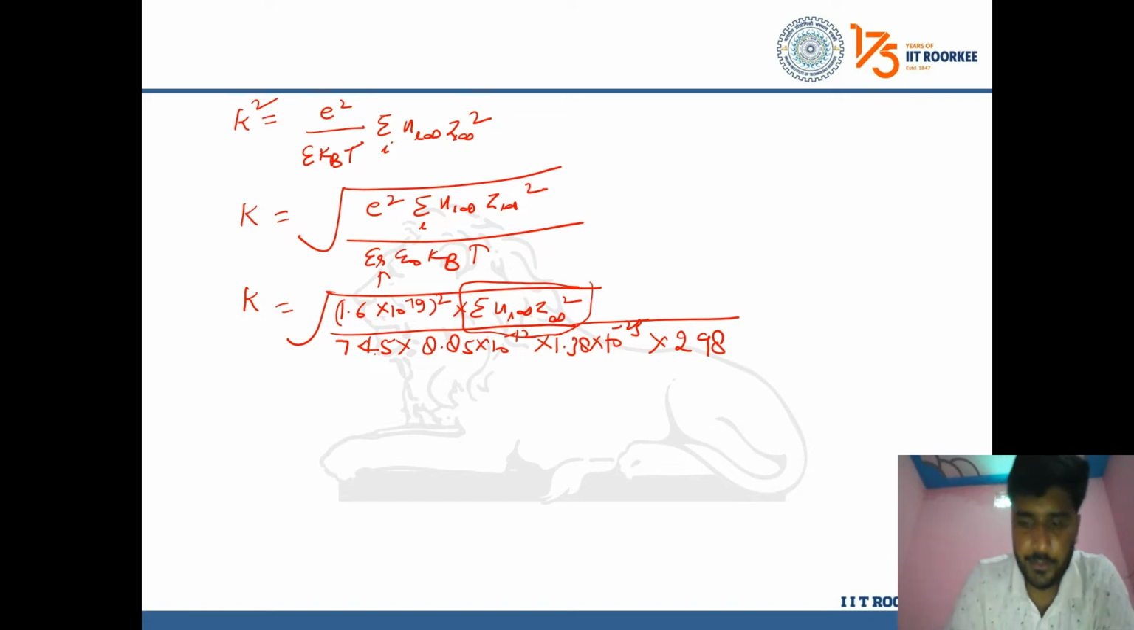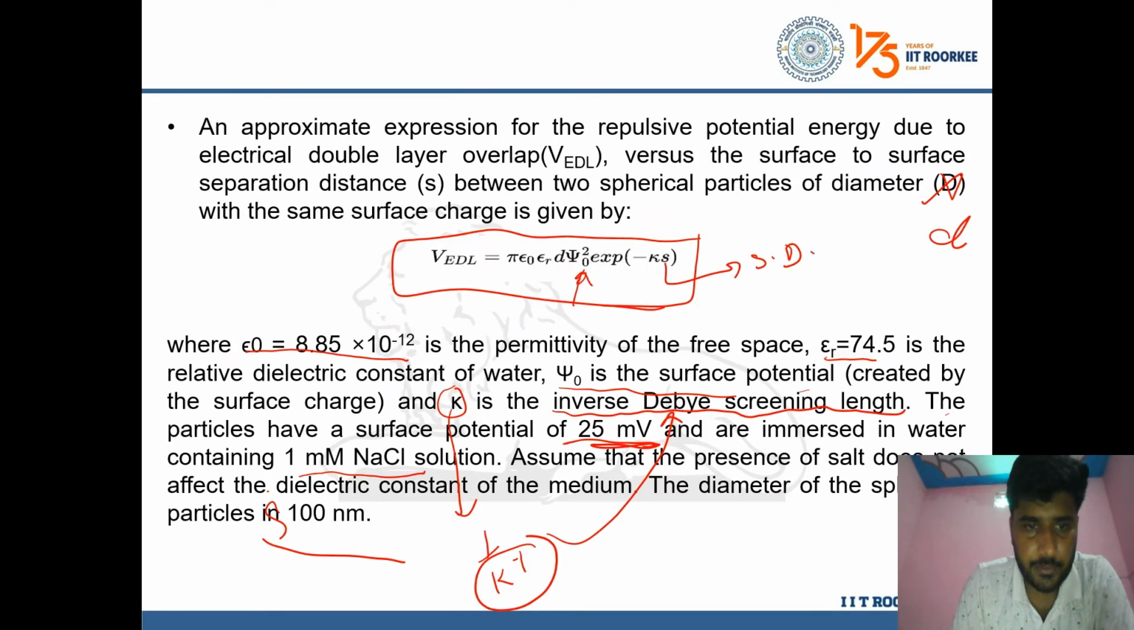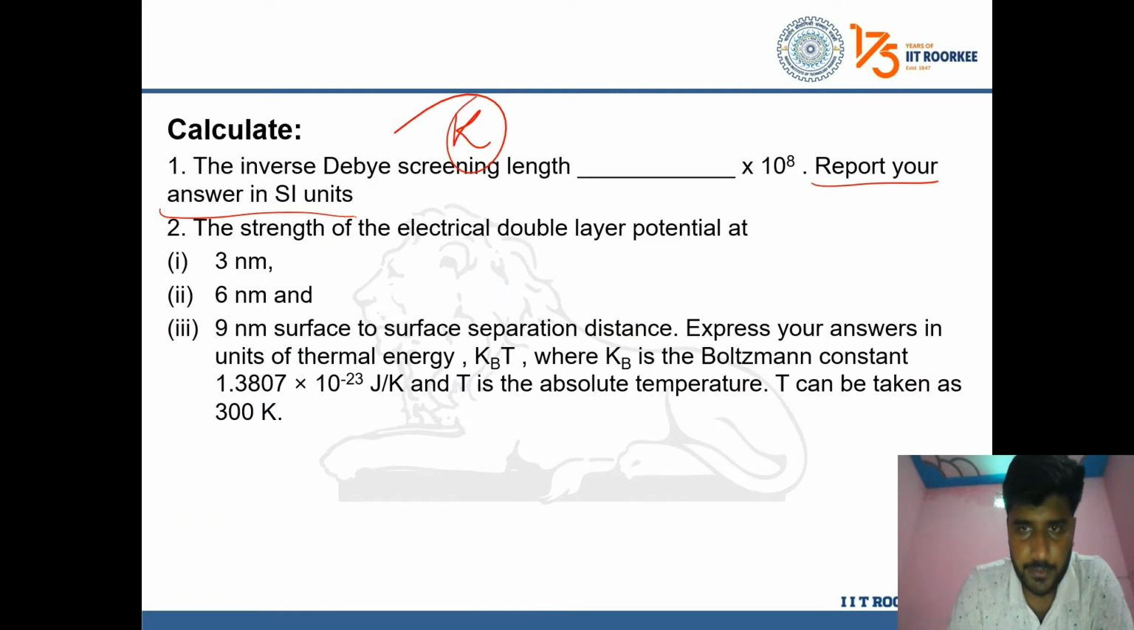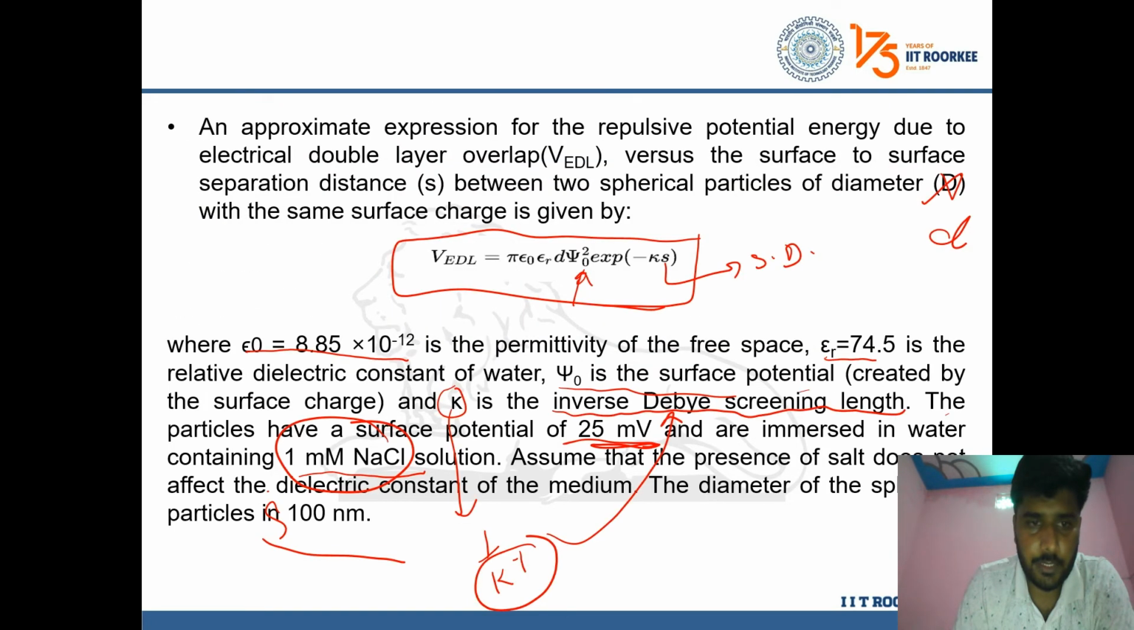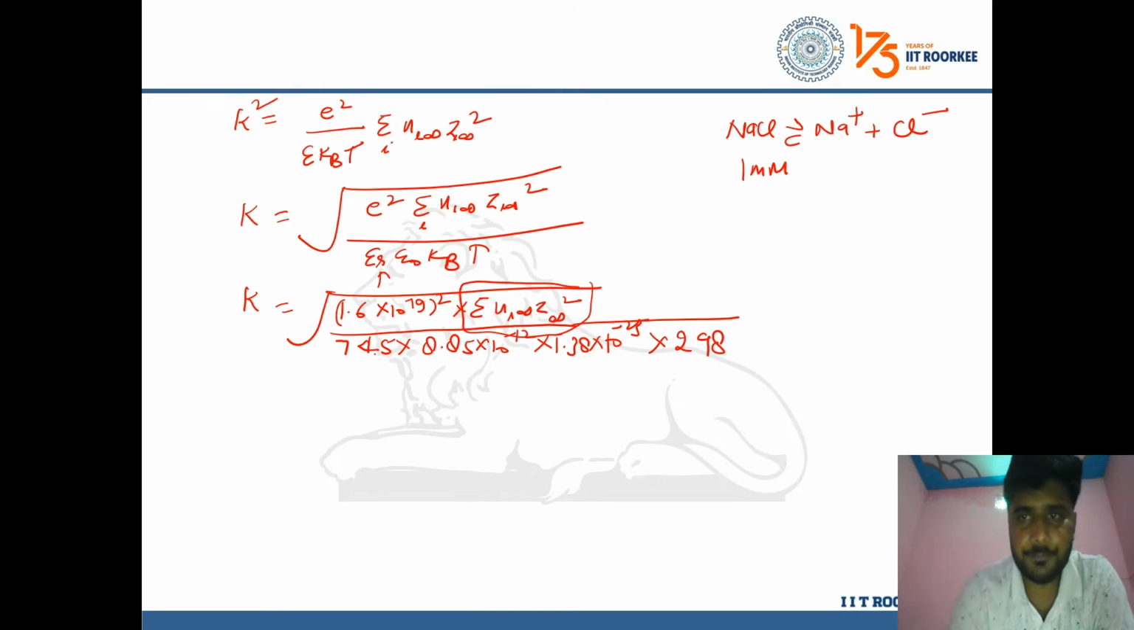For that you just have to see the concentration of electrolyte, that is the 1 millimolar NaCl, and it is dispersed in the water. So usually it will dissociate, and 1 millimolar you are given here. As a result, 1 millimolar sodium ions will be formed and 1 millimolar chloride ions will be formed.